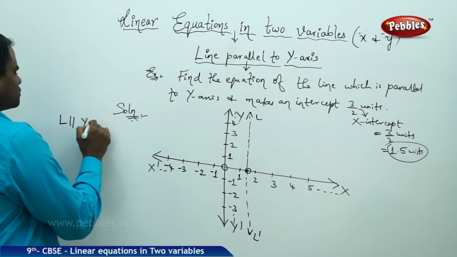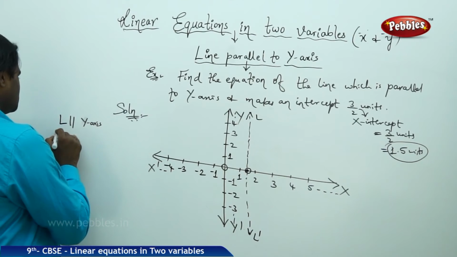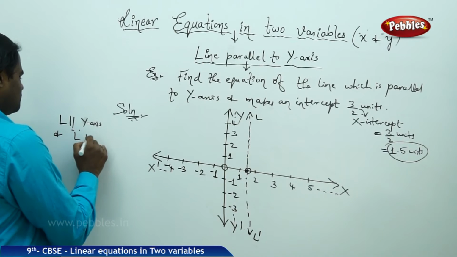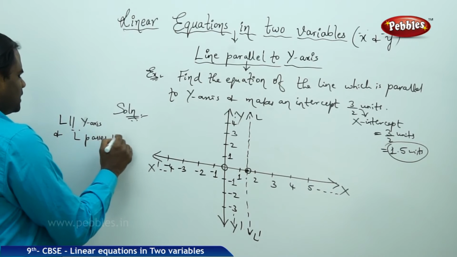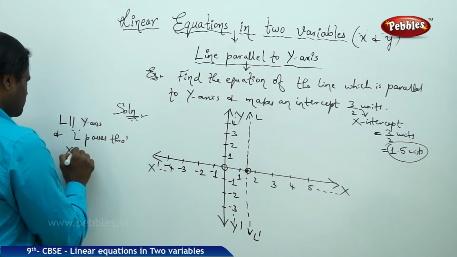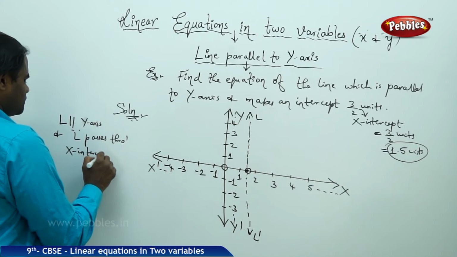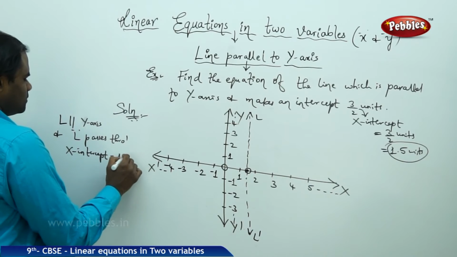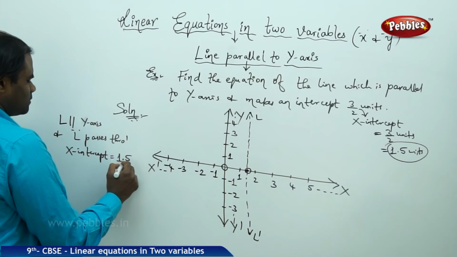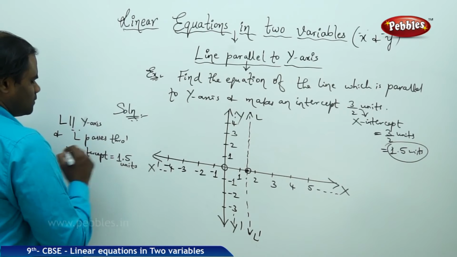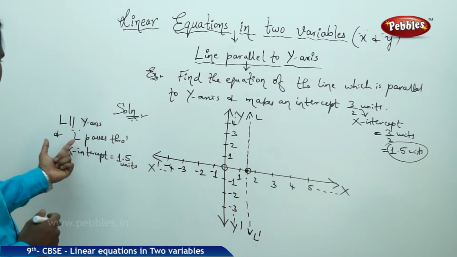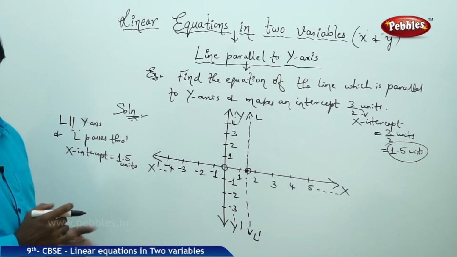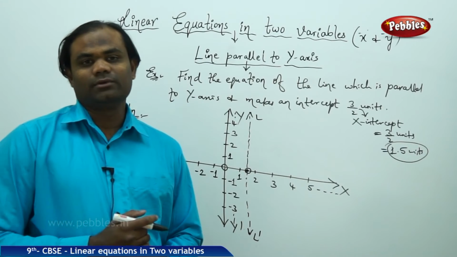L is parallel to y-axis and L passes through x-intercept equals 1.5 units. Therefore, the line L passes through the x-intercept, which is 1.5 units.